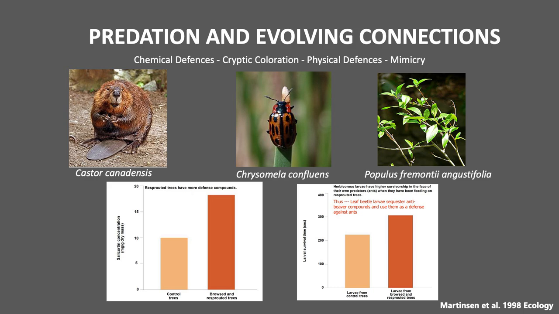Why? Cottonwood contains phenolic glycosides. These are chemicals that are defensive against mammalian herbivores, but are sequestered and used by the beetles for their own defence. Experiments showed that beetles fed resprout growth were better defended against their predators than those fed non-resprouted growth.